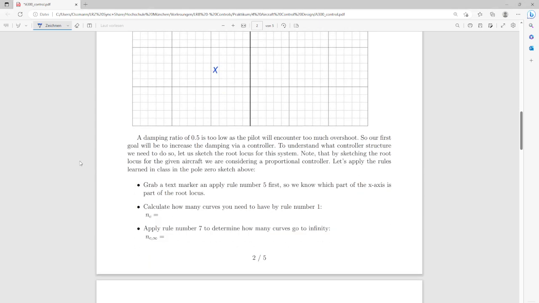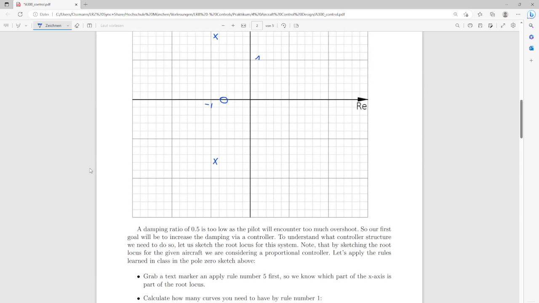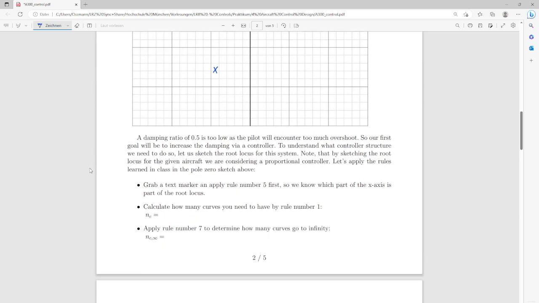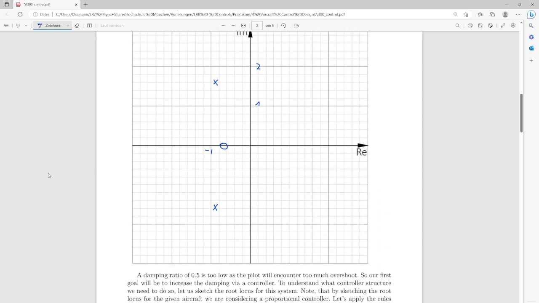A damping ratio of 0.5 is too low, so we want to increase that. We basically want to understand, can we increase the damping for that system without including any dynamics, right? And for that we need to draw the root locus curve. Okay, so we should draw a text marker and draw in our plot which part of the x-axis actually belongs to the root locus curve.